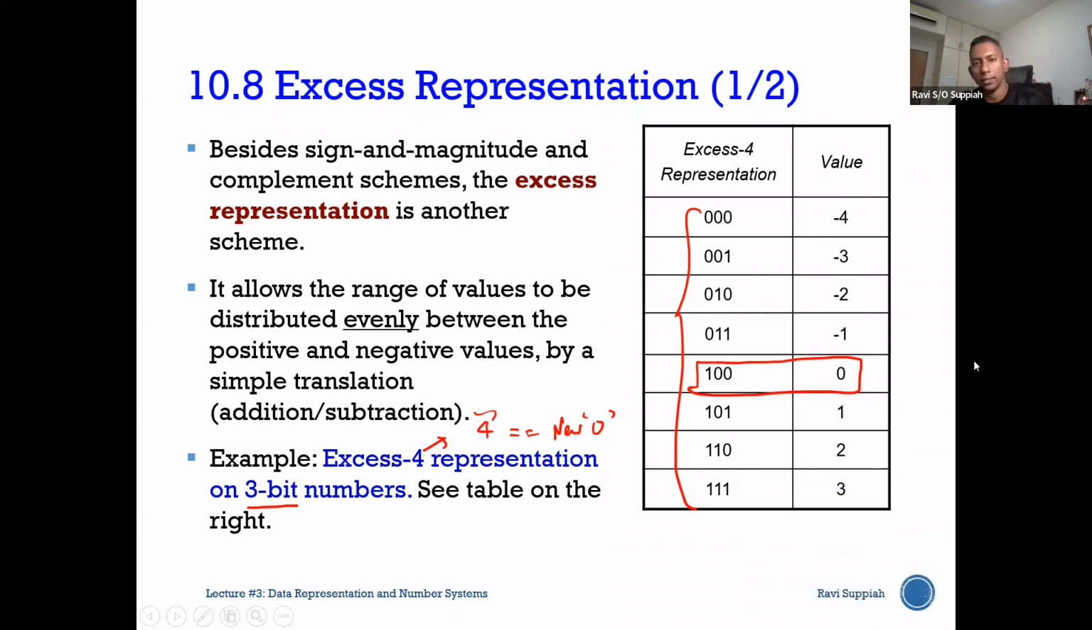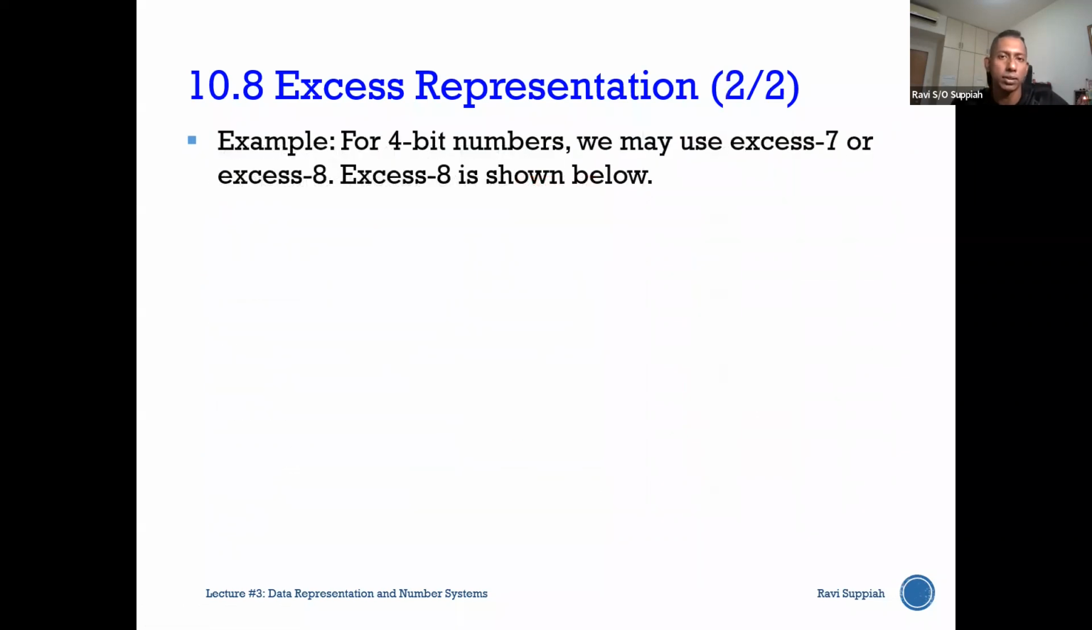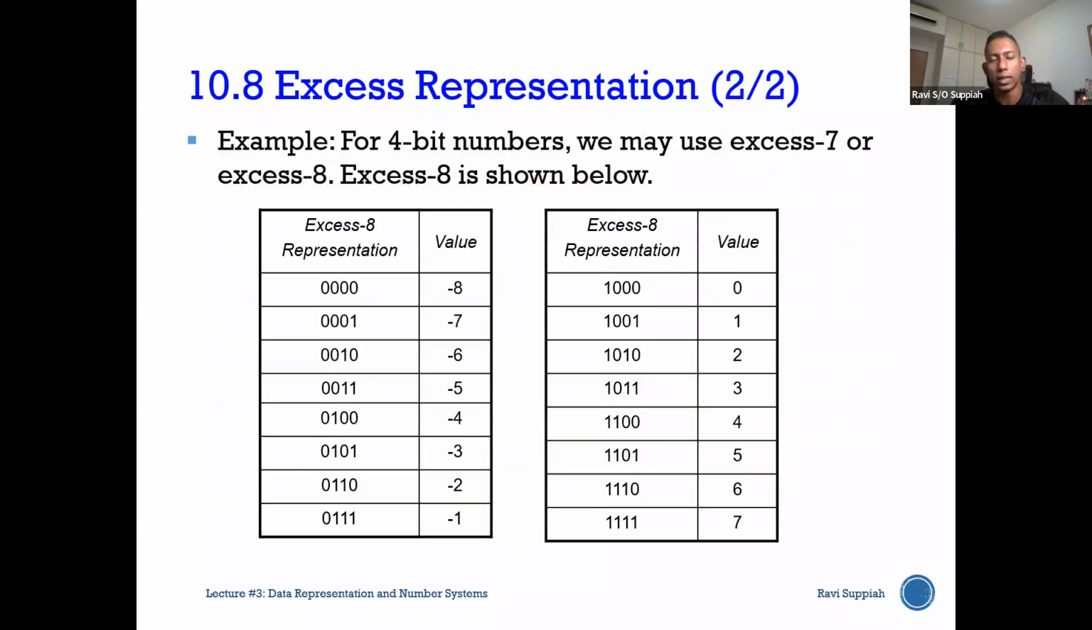All right, again, this is just for information. We will not discuss too much about it. But it's just to tell you that this is another way in which numbers can be represented.